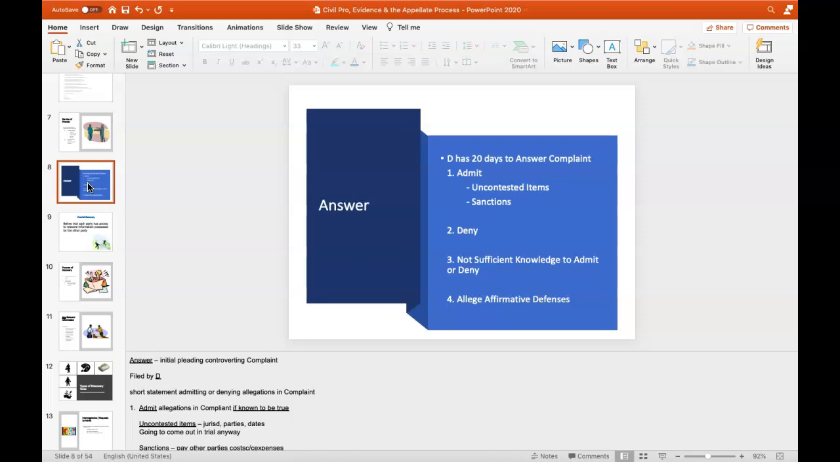For example, in the case of Bob versus Harry, defendant Harry might admit the jurisdiction, so that all events took place in Maricopa County might be admitted. He might deny Harry's age and claim that Harry is only 17 years old. The defendant might state that he is without sufficient information as to where Harry lives. And defendant Harry might raise as an affirmative defense lack of capacity.